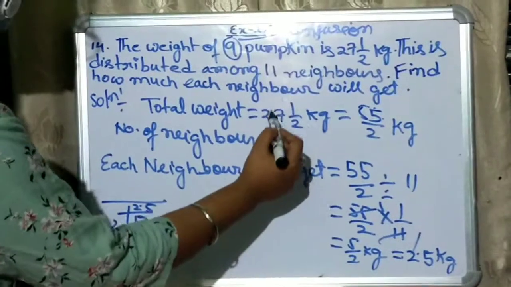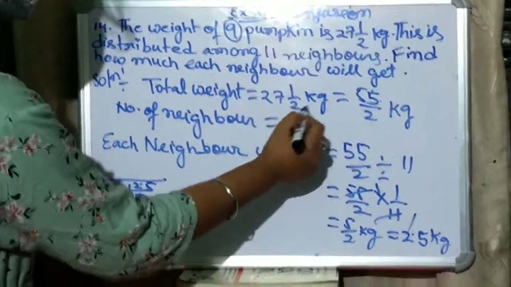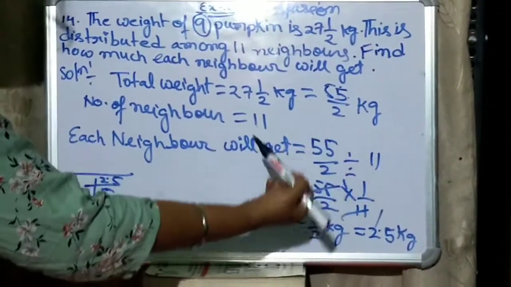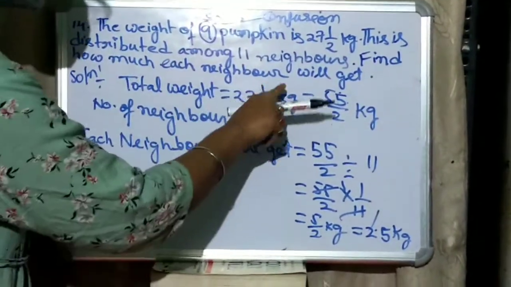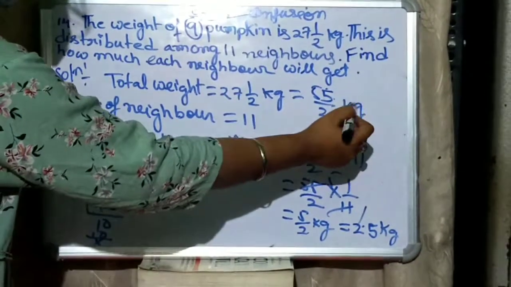Total weight given is 27 1 by 2 kg. Now this mixed fraction I have converted into the form of what? Improper fraction. 27 into 2 is 54. 54 plus 1 is 55. So your answer is 55 by 2 kg.